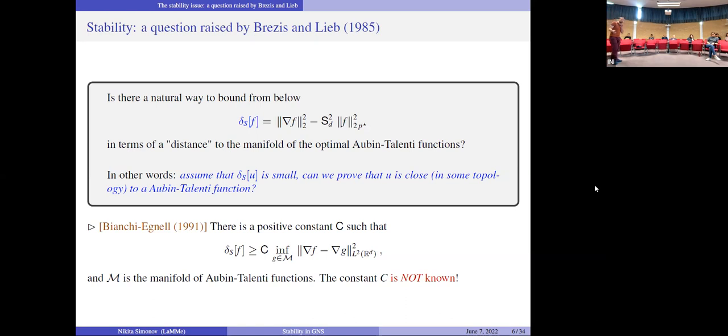Now, this was the very first result about these kind of questions. It was obtained by a very new technique for the time, but it was a non-constructive result. And this means that basically this constant is not known, and we don't know if there exists a function which actually realizes this infimum. So we will be mostly interested in obtaining constructive results and understanding which is the function that realizes this kind of infimum.